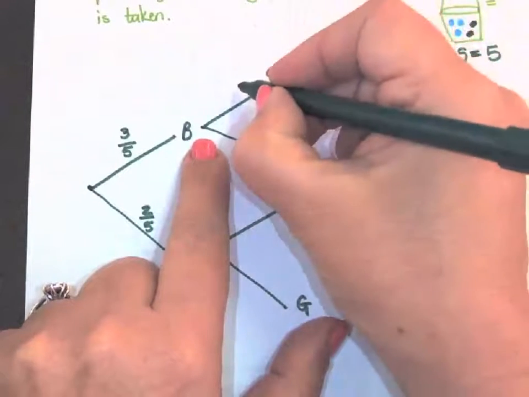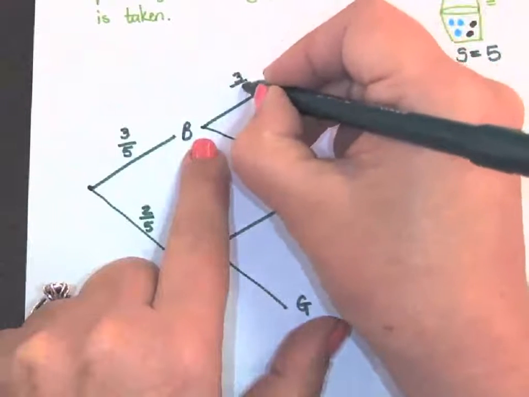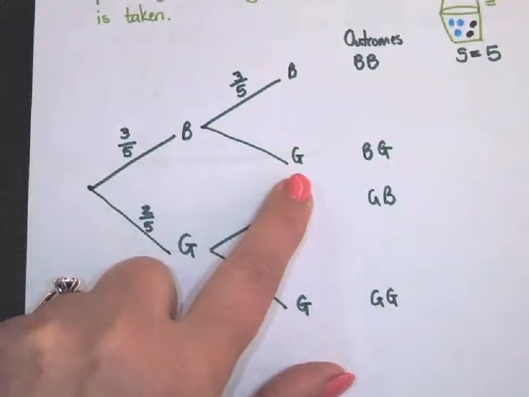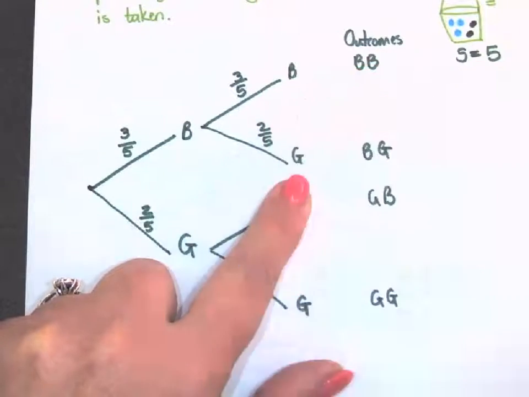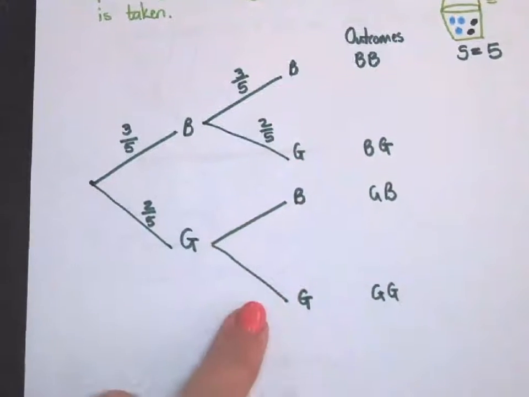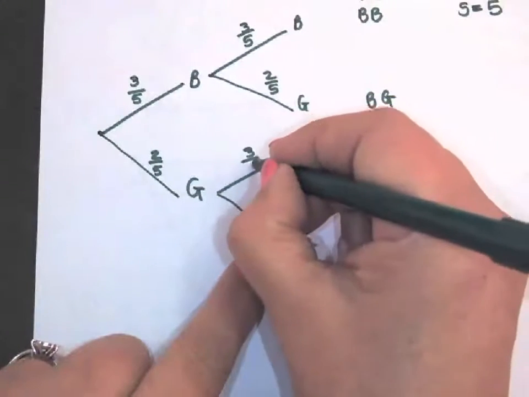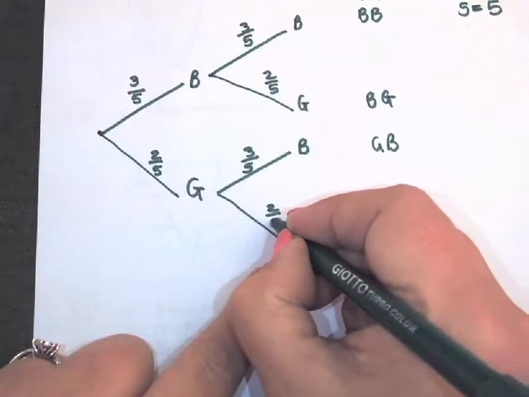The next branch will be, how many blue ones are there? There are still 3 out of 5. And how many green ones are there? There are still 2 out of 5. How many blue ones are there? There are still 3 out of 5. And how many green ones? There are still 2 out of 5.